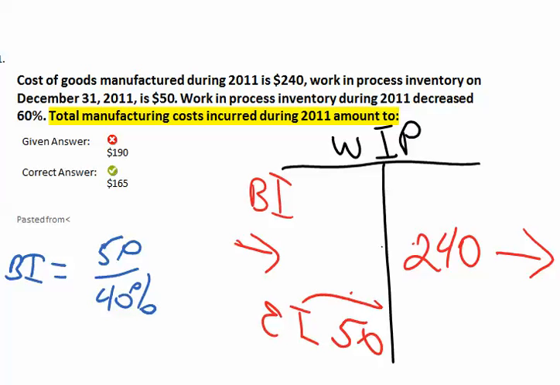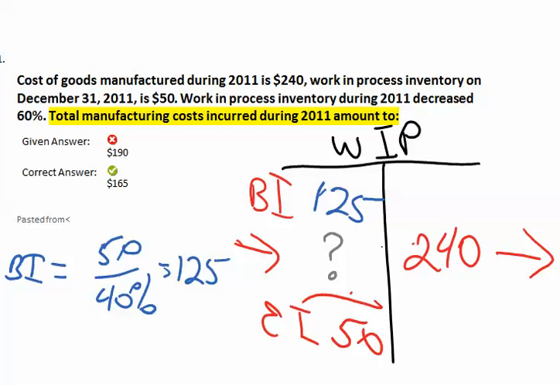Trying to find my calculator just so I don't mess this up. I'm going to need it anyway, eventually. Let's see, 50 divided by 0.4 is 125. So that's what my beginning inventory was. Now that I know my beginning inventory, I know my ending inventory, and I know how much transferred out, I can calculate this number right here: how much was transferred in.